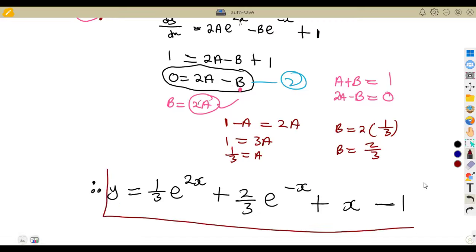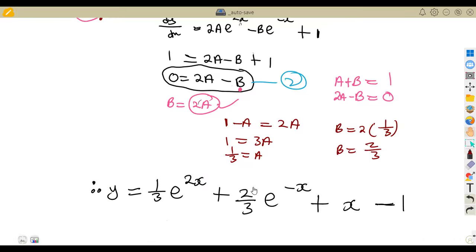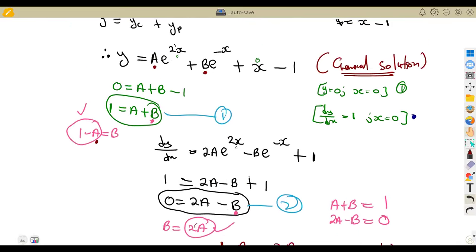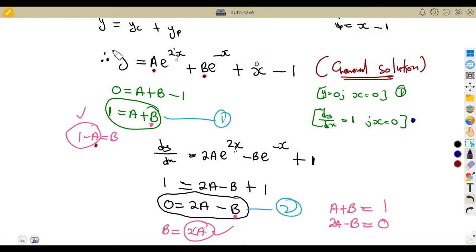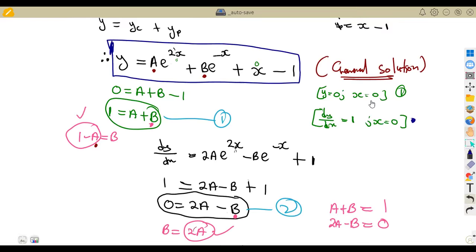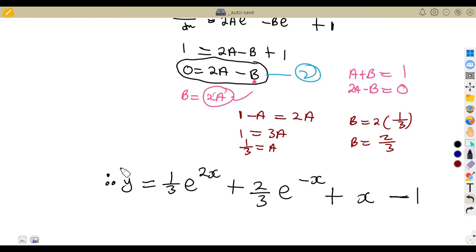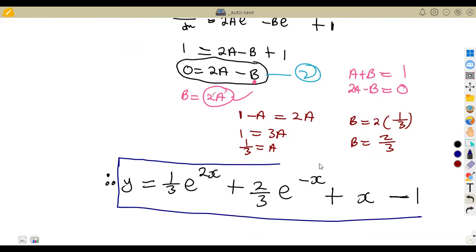So we now have what we call the particular solution. The first one here was the general solution. In the first part, we had the general solution, where a and b are still there. When we have solved for a and b from the information that you are given, you now have what you call the particular solution. So this is your particular solution.